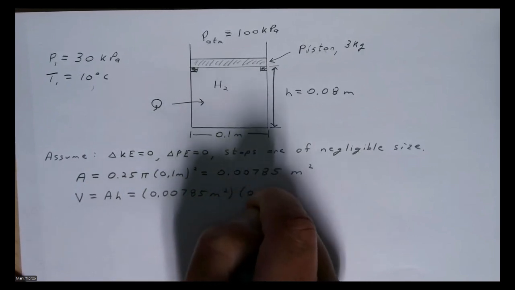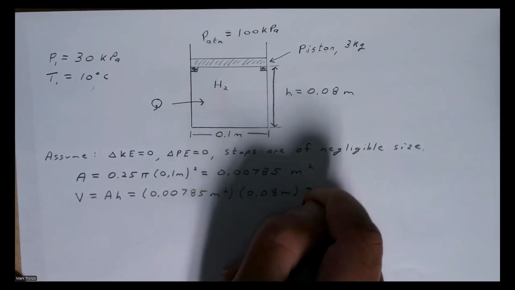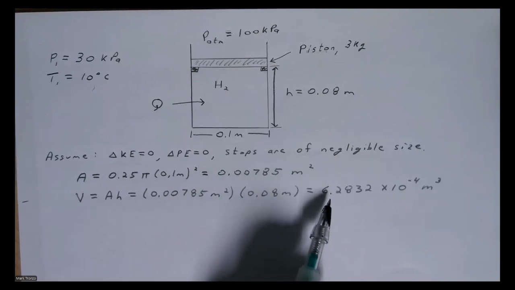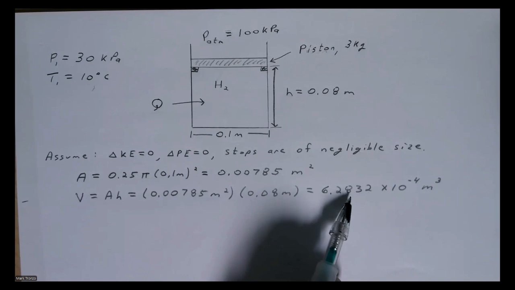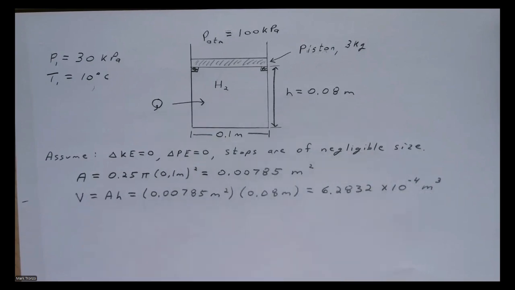And the height is 0.08 meters, like this. When you put this in the calculator, you get 6.2832 times 10 to the minus fourth meters cubed.